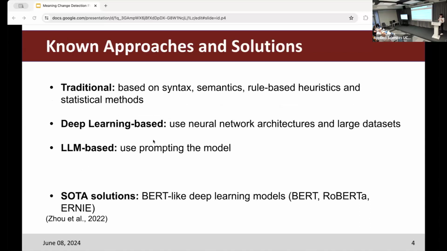Generally, there are three main approaches to solution of this task. The first ones are based mostly on syntax, semantics, rule-based heuristics, and statistical methods, and usually they involve structural representation of data followed by some matching algorithms. Also, deep learning-based methods use neural networks and large datasets, and LLM-based is just prompting the models. State-of-the-art solutions mostly use BERT-like deep learning models like BERT, RoBERTa, or ERNIE.